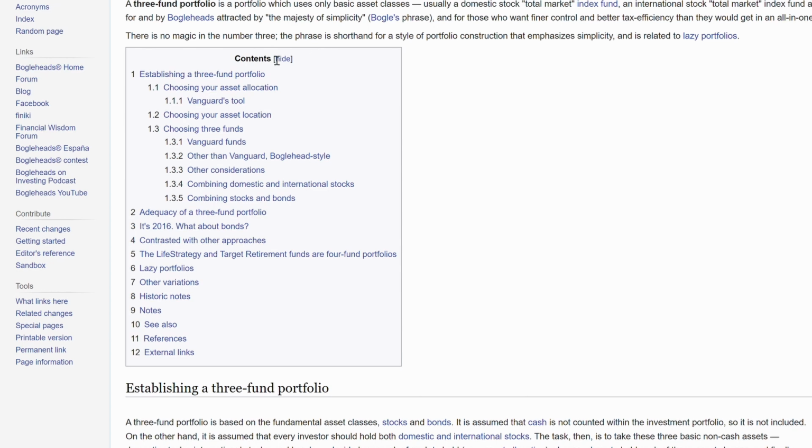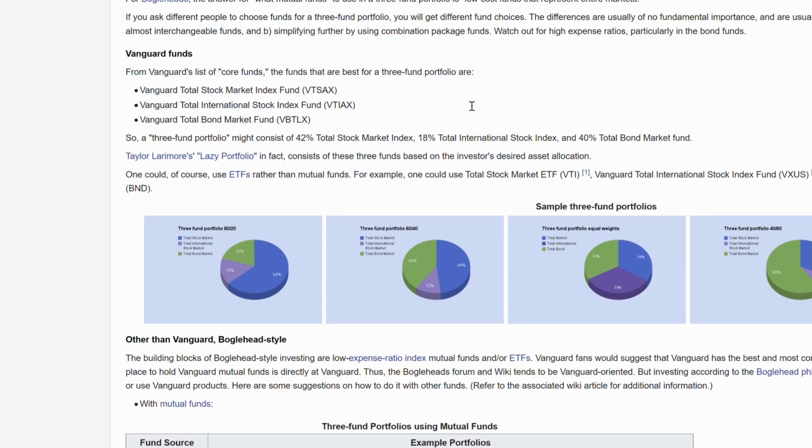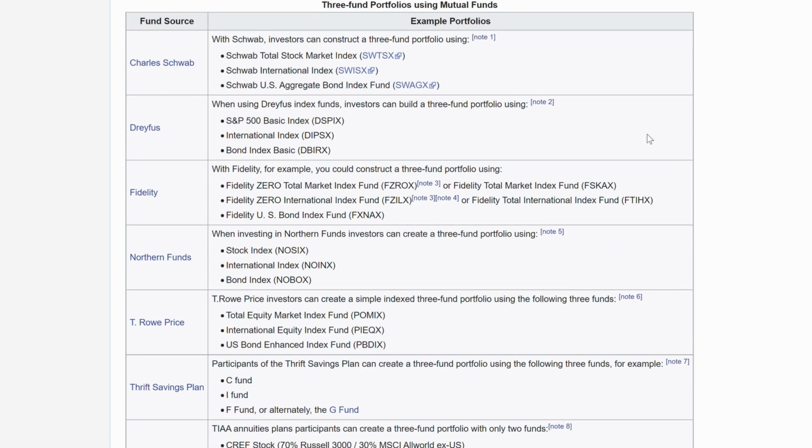So you can see right here in the contents, it says choosing 3 funds. All right, so we go ahead and click on that. It'll put us at what I was just telling you about, total stock, total international, and total bond. But this can be created with multiple different companies. So scroll down right here and we can see how to create the 3-fund portfolio using the first one, which is Charles Schwab.